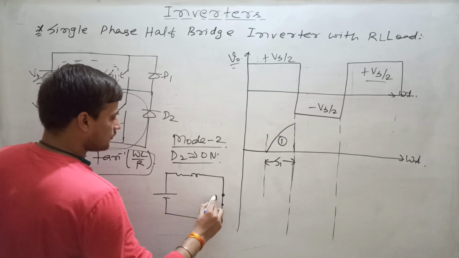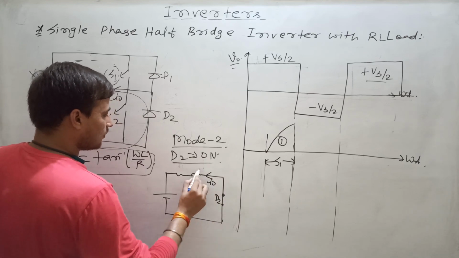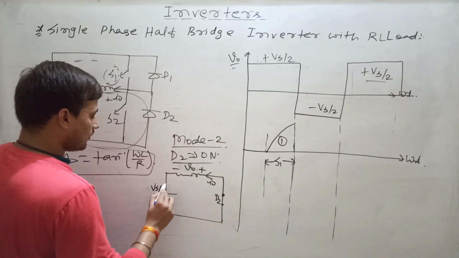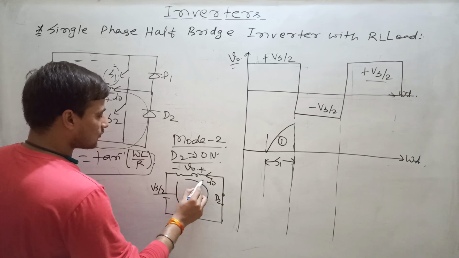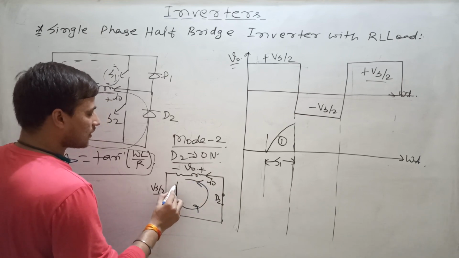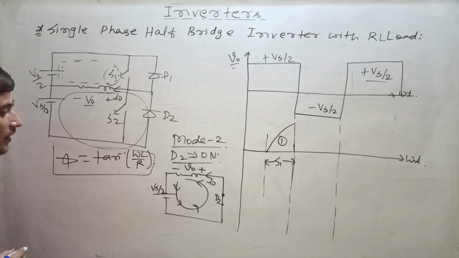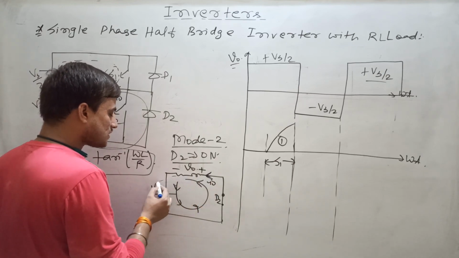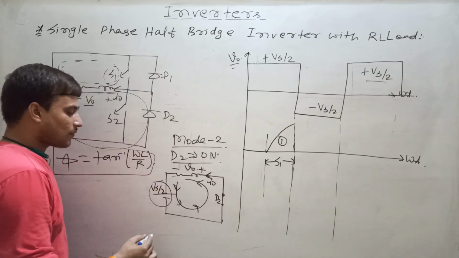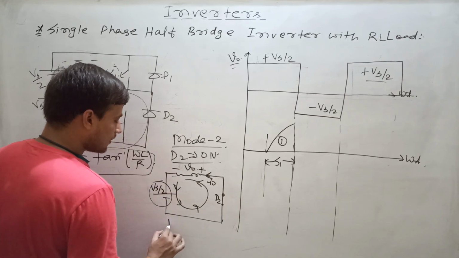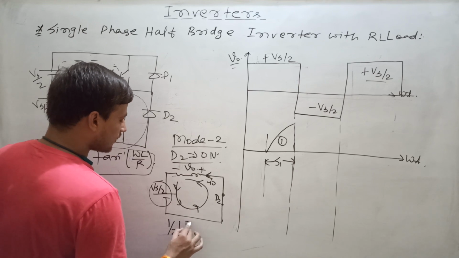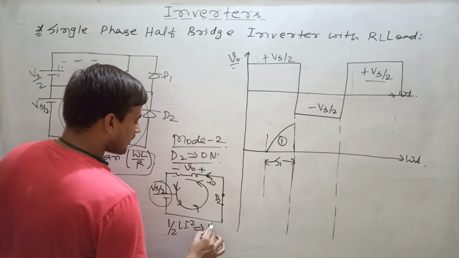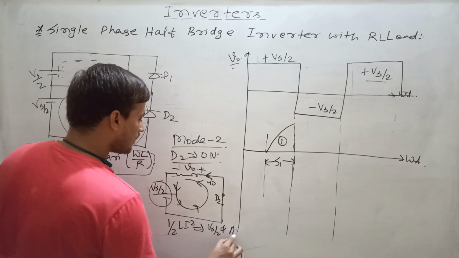This is diode D2. Current I naught plus minus V naught. This is Vs by 2. It will conduct like this. So it will conduct like this means what? At this time the inductor is supplying power to this source. That means the stored energy in the inductor is being supplied to the Vs by 2 and resistor R.